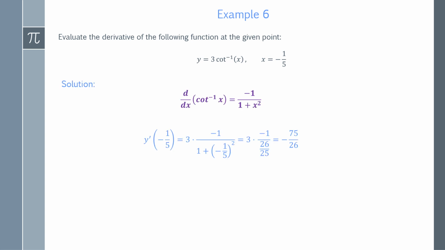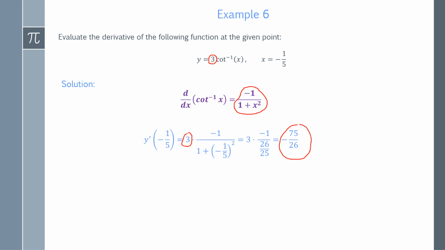The derivative of cotangent inverse is -1 over 1 plus x squared. Okay, we don't have to worry about the chain rule here, but we do have this 3 over here that comes from the way the function was defined. We can just pull it out as a constant. Okay, so this becomes 3 times -1 over 1 plus (-1/5) squared, and we carefully go through all of the algebraic steps, and the final answer is -75 over 26.